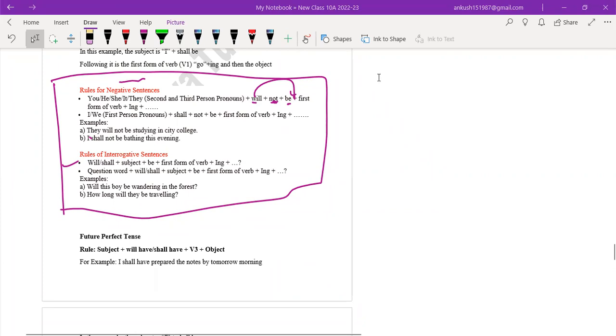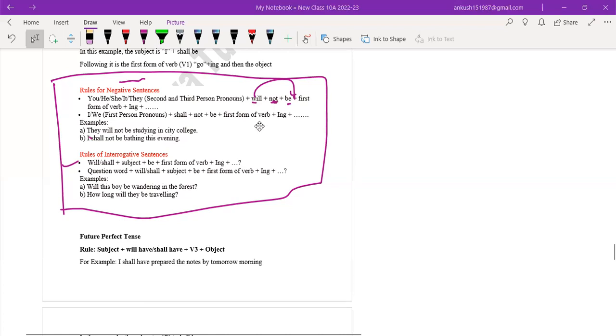Yeah, definitely. So in this, basically, you should have you, he, she, it, they, or basically third person or second person pronouns, and then will not or shall not be, and then plus first form of verb or V1 plus ing. What does it tell you then? It would be the negative sentence in future continuous tense. Yes, sir. Examples are given. You can read the examples as well.